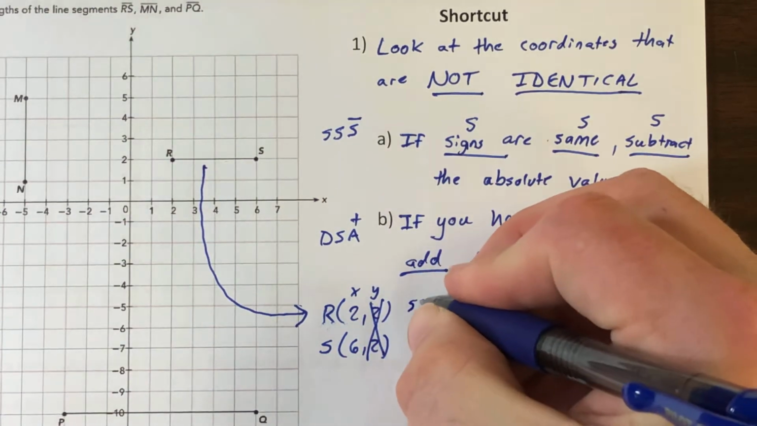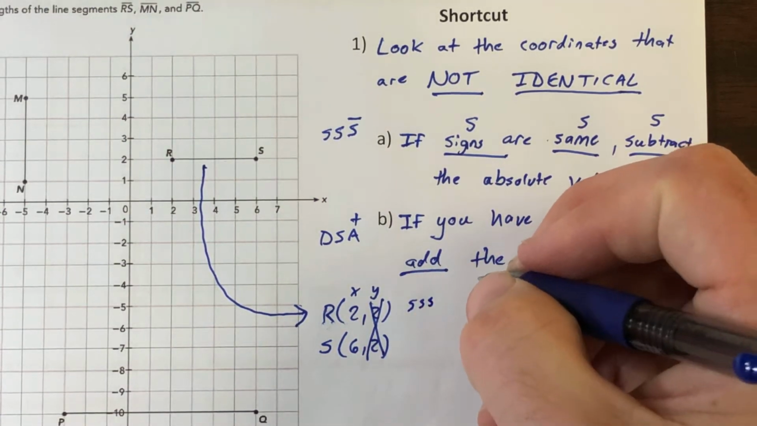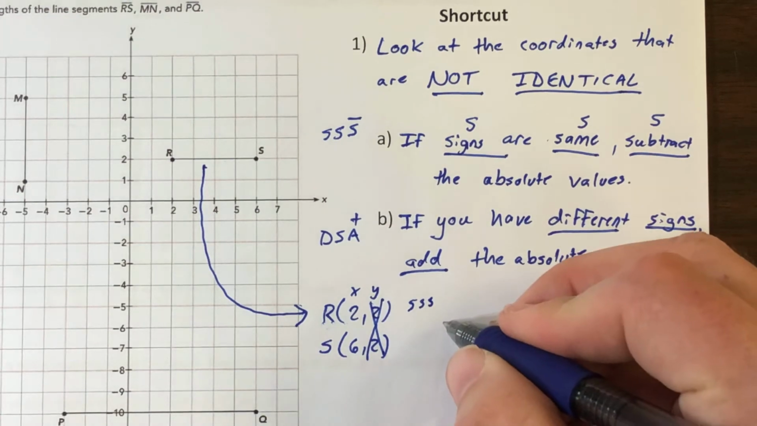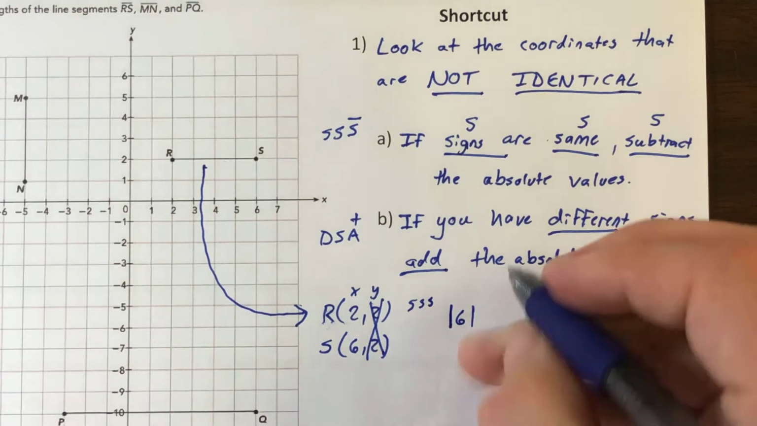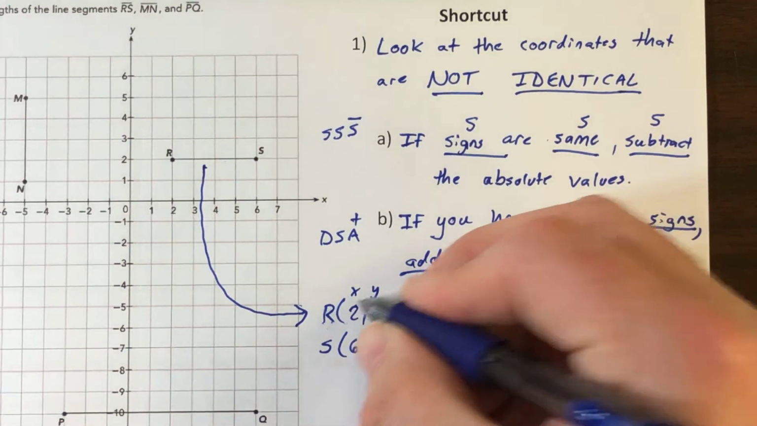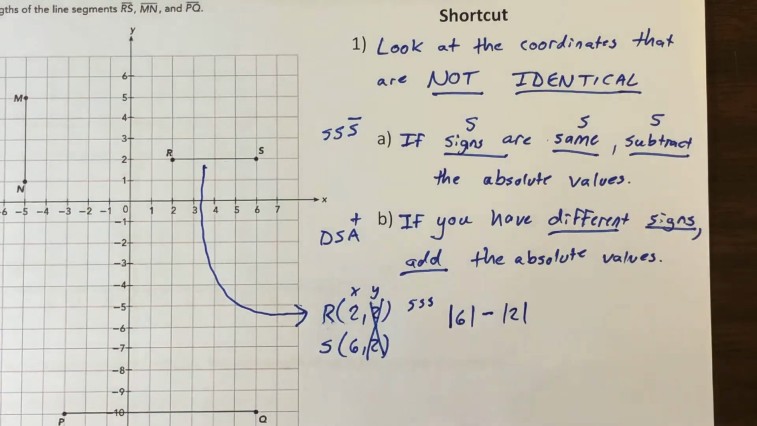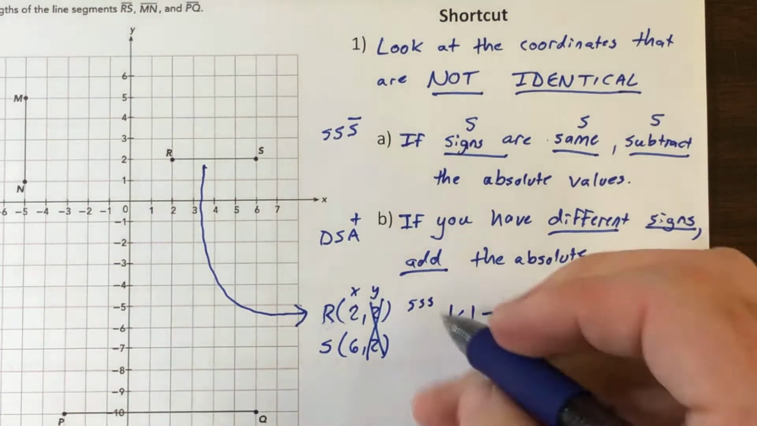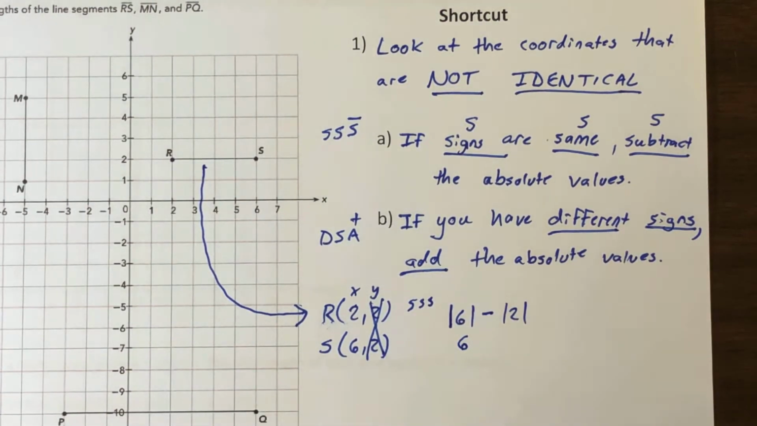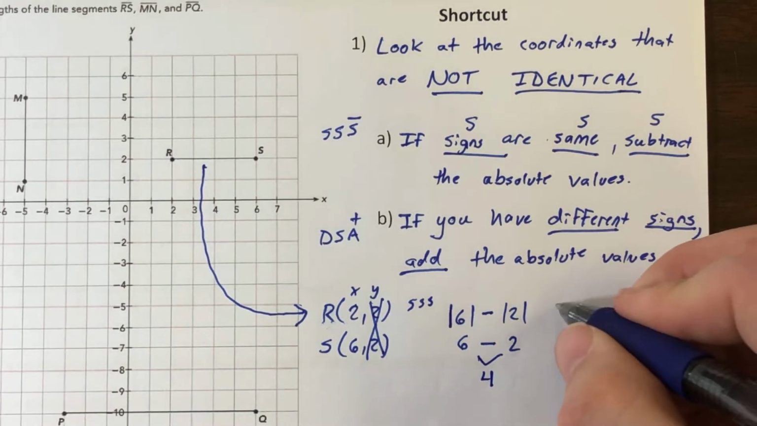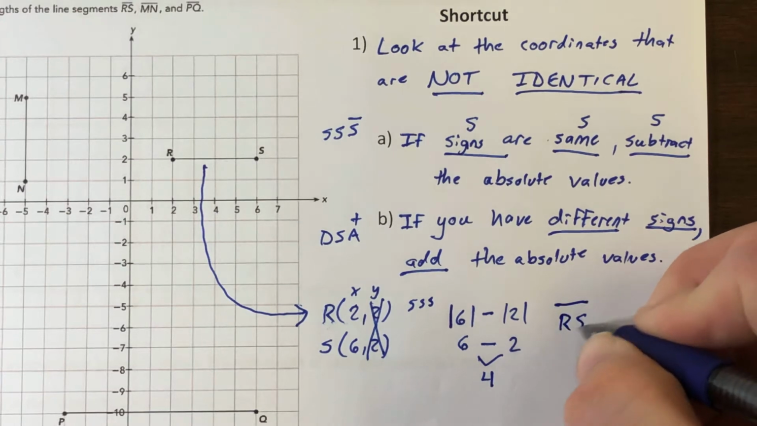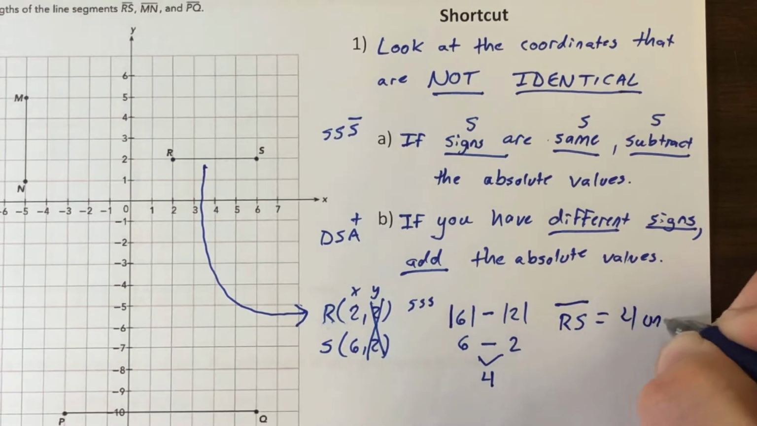So SSS: same signs subtract. I'm going to take the absolute value of 6, the bigger one, and then subtract the absolute value of 2, the smaller one. Absolute value of 6 is 6. That just means how far it is away from 0. Absolute value of 2 is 2. Again, that means how far 2 is away from 0. 6 minus 2 is 4. So the length of line RS is 4 units.